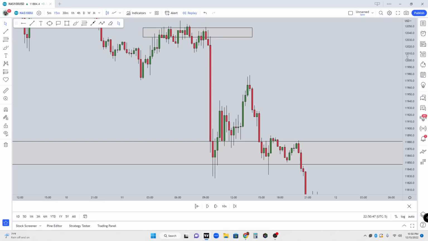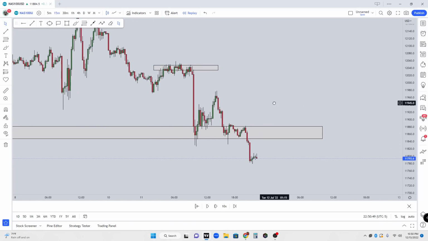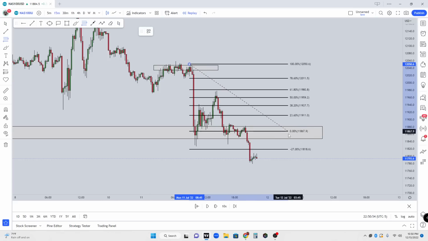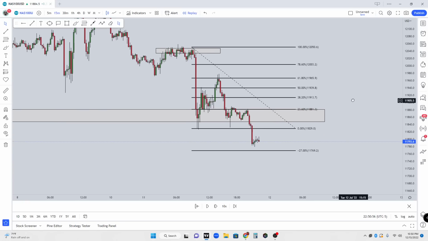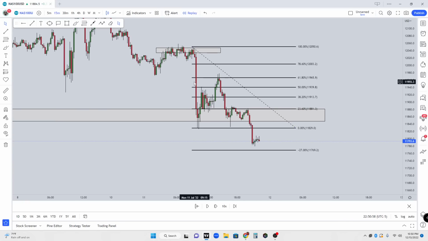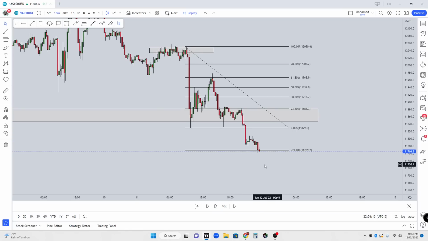So the pullbacks are funny on this pair. Sometimes they're deep, sometimes they're not, which I don't really like. It looks like from what I've been seeing, the pullbacks are not that much. However, this one is adding up on fib. When I put swing high to swing low, even on the 15-minute, it did reject the 61, the 23, and I wonder if 27 is gonna get hit. Most likely, yeah, it gets hit.